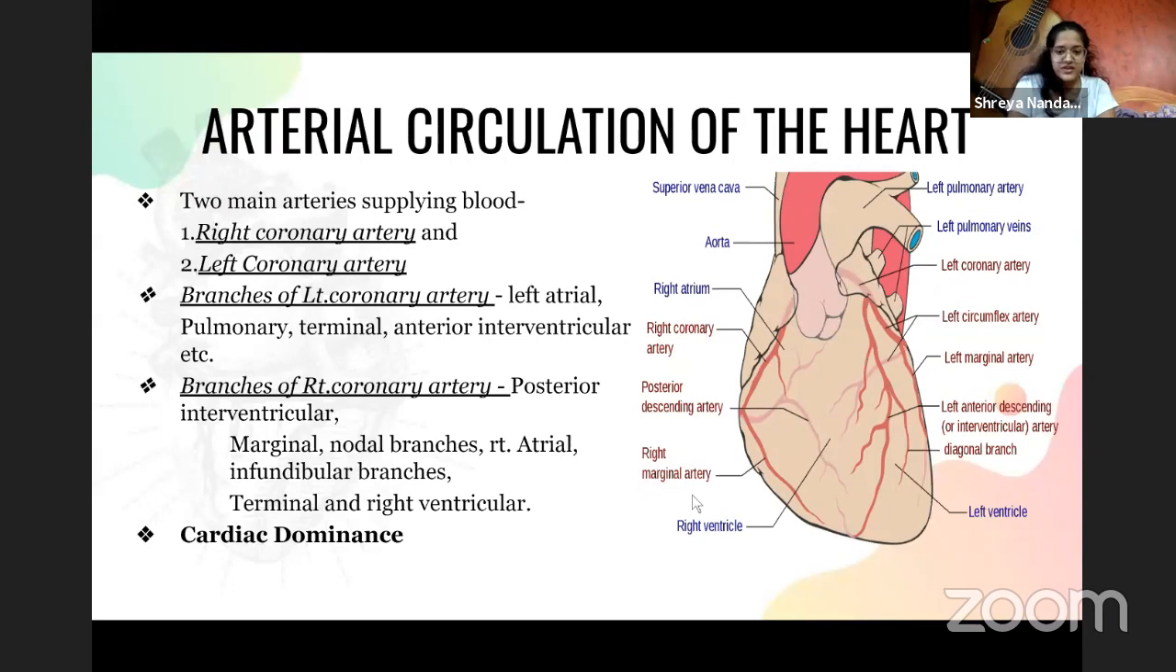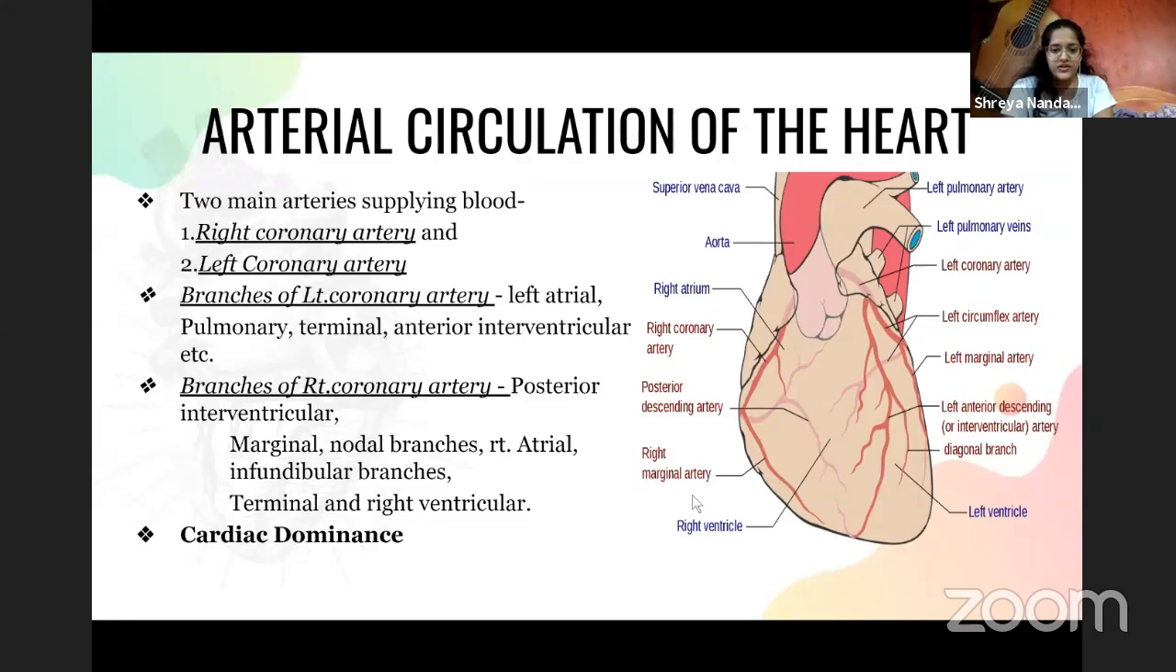Some of the major branches of the left coronary artery are left atrial, pulmonary, terminal, and anterior interventricular branch. Similarly, some of the prominent branches of the right coronary artery are posterior interventricular branch, marginal branch, nodal branches, right atrial, infundibular branches, terminal, and the right ventricular branches.